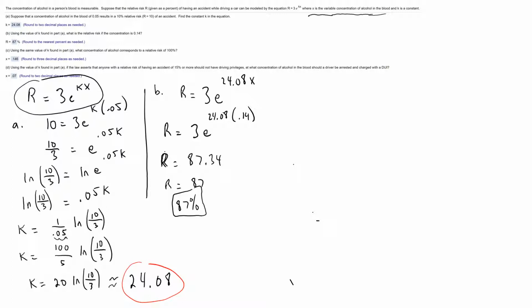So what this means is if a person's alcohol level is 0.14, the risk of that person being in an accident when driving is 87%. So there's a strong chance they'll be in an accident.